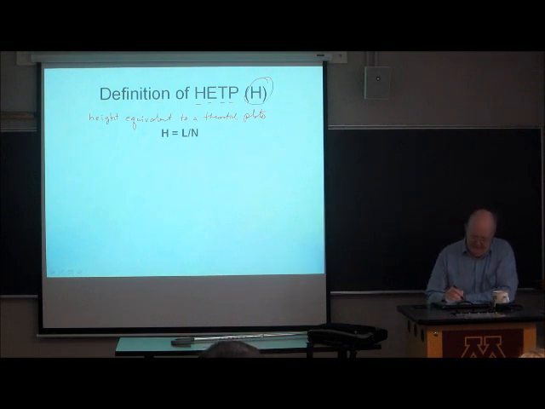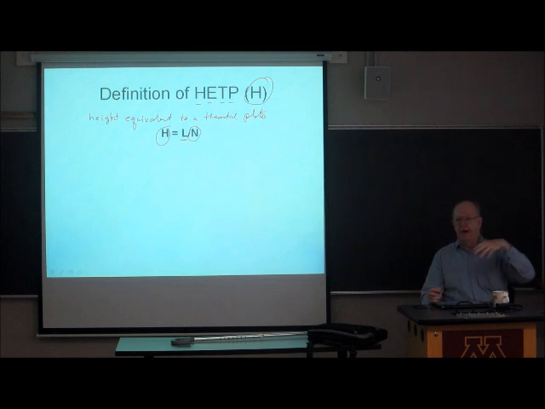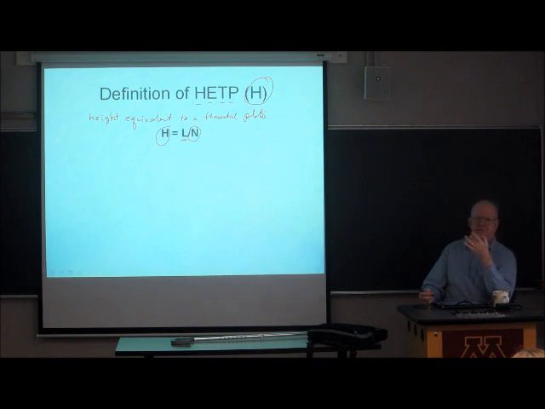And this is simply a definition. The HETP is defined as the length of the column divided by the number of plates on the column. And the way we measure the HETP is we measure the length of the column, and we measure, by whatever means we can, the width of the peak. We convert the width of the peak into the number of theoretical plates, and then we compute the HETP.